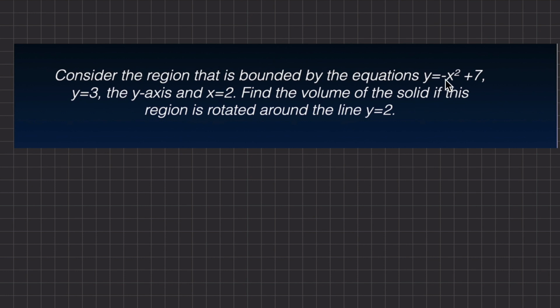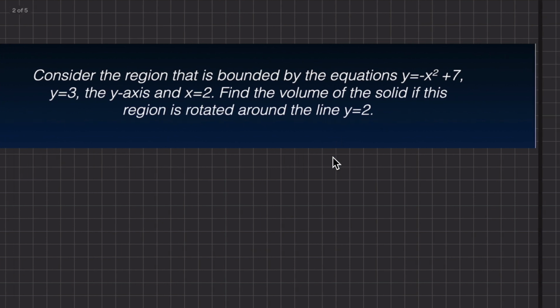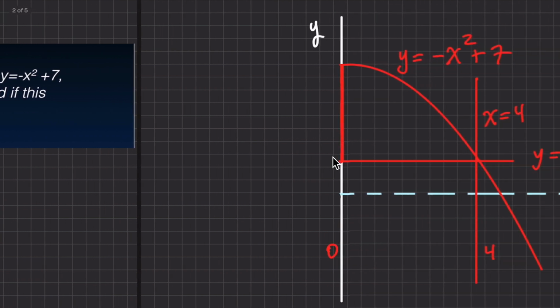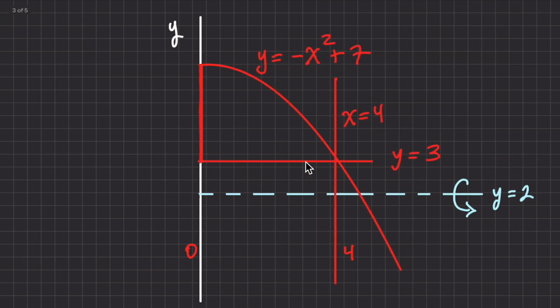This is going to be an upside down parabola with a width of 1, which means a perfect width, and a y-intercept of 7. This y equals 3 is going to be a horizontal line. The y-axis, of course, will be vertical. X equals 2 will be vertical, and we're going to rotate it around that horizontal line. Okay, folks, when you graph that, this is what you're going to get.